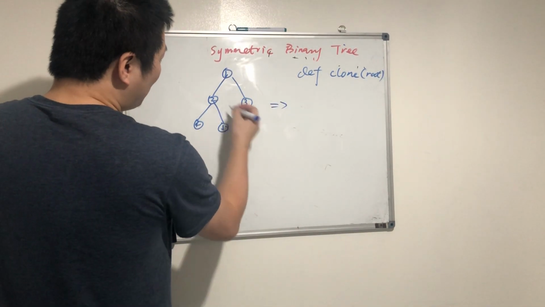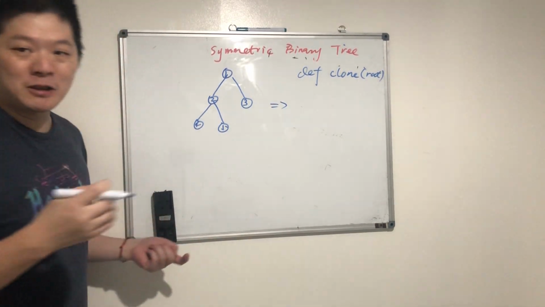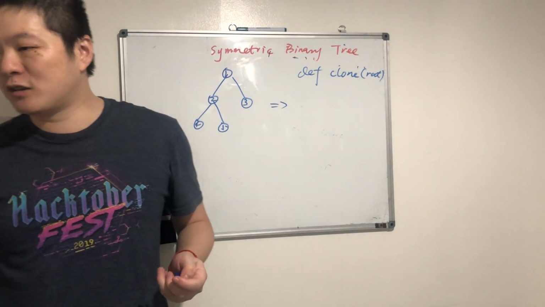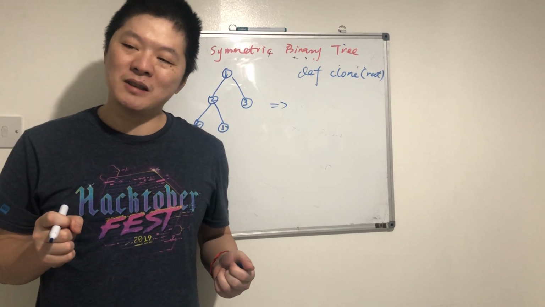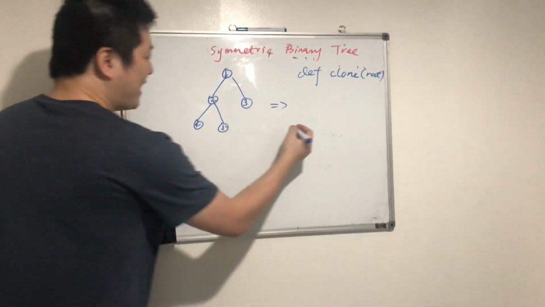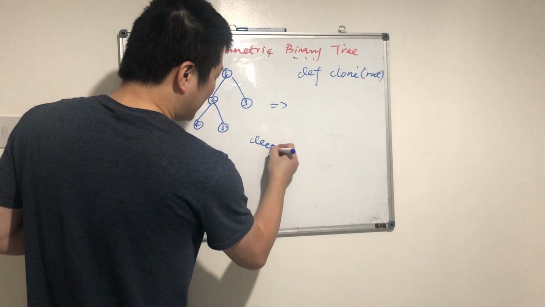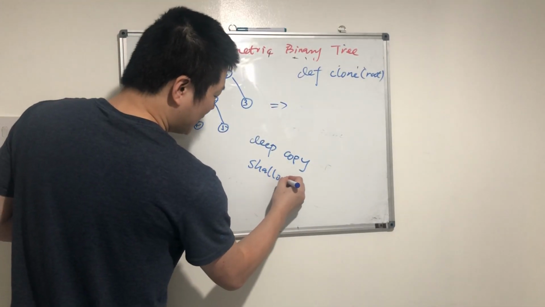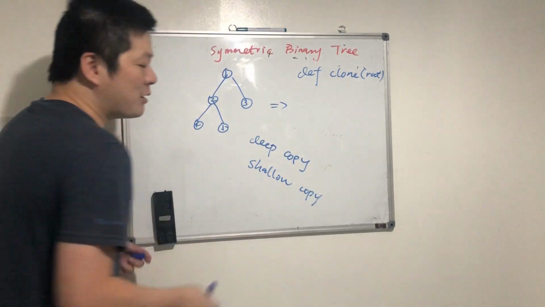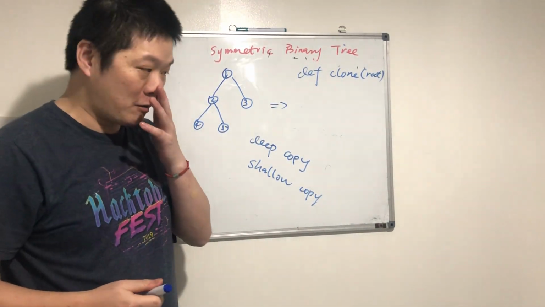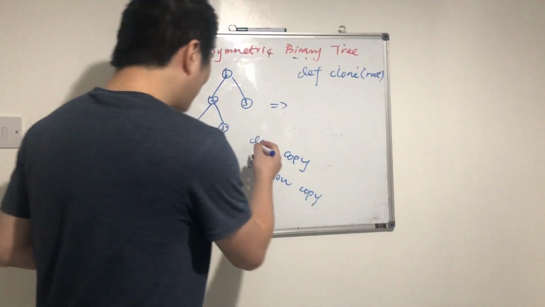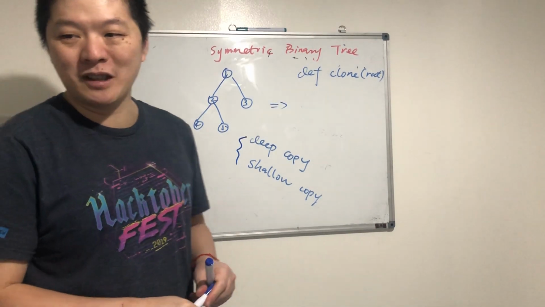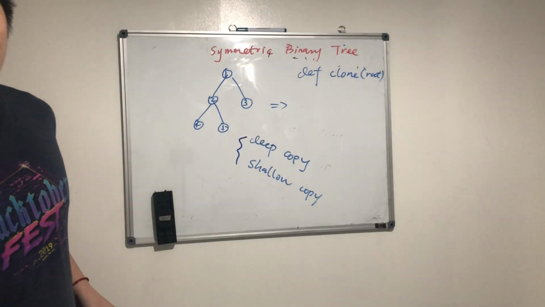Look, in computing we have two kinds of copy. One is called deep copy. The other one is called what? What's the opposite of deep? Shallow. Yeah, well done. Deep copy and shallow copy. They're opposites. So what's a shallow copy? What's a deep copy? Can you make a guess?